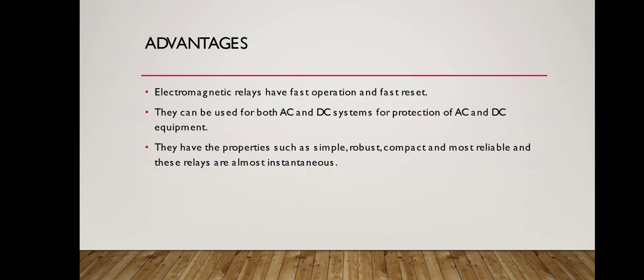Then we will see the advantages of relays. Electromagnetic relays have fast operation and fast reset. They can be used for both AC and DC systems for protection of AC and DC equipment. They have properties such as being simple, robust, compact and highly reliable, and these relays are mostly instantaneous.